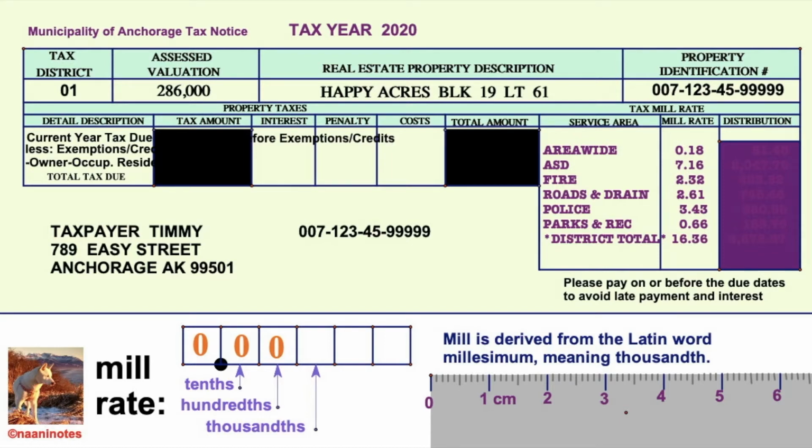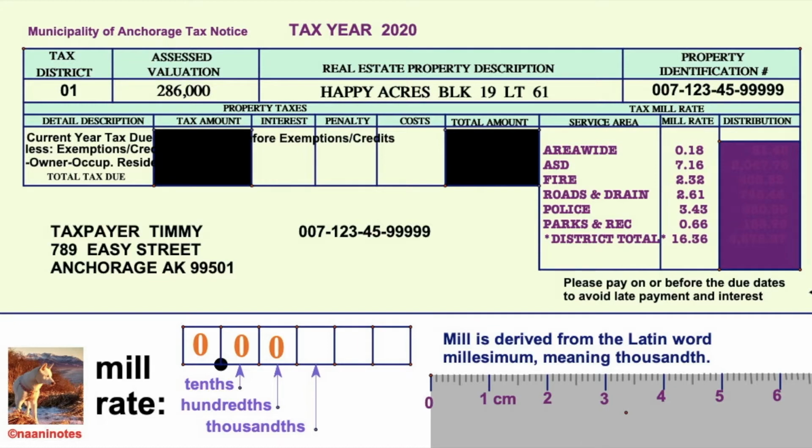I've made a simulated tax bill up here. Right there, Municipality of Anchorage, our home. And okay, who am I kidding? Those are my numbers, but I scrambled the rest of the data. So let's see how Timmy Taxpayer comes out here. We're going to learn a few things. We'll learn about a mill rate, and we've got some calculations to do. So let's get to it.